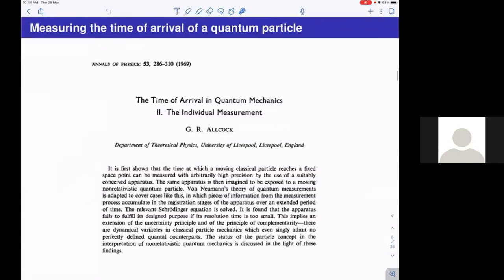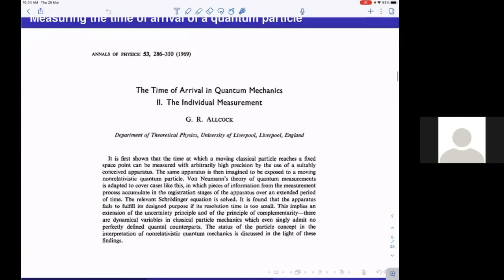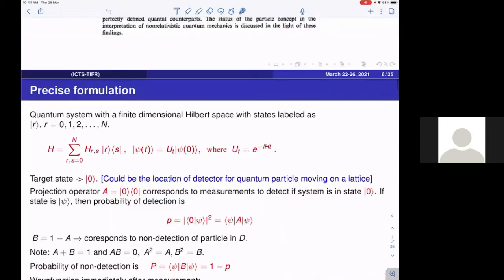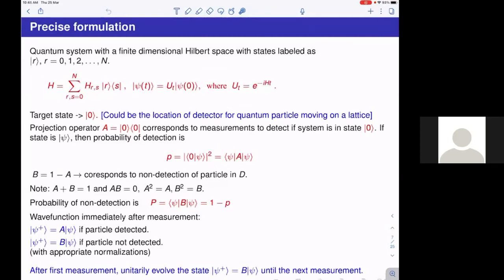Okay, so this is one of the first papers which looked at this question, in 1969, Alcock. And there is a series of three papers which discussed this question in great detail. Okay, so let me now do a more precise formulation of the question.